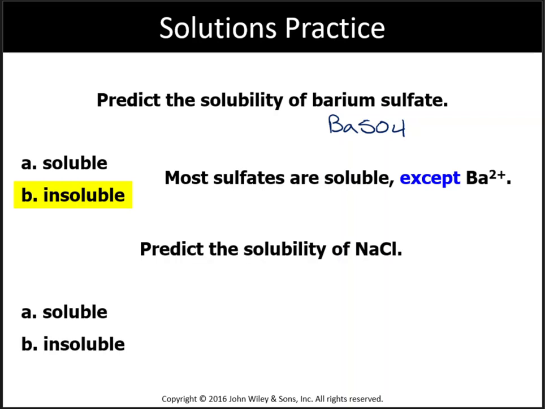Let's look at another one. You want to predict the solubility of sodium chloride. Is sodium chloride soluble or insoluble in water? Soluble. It is soluble in water.